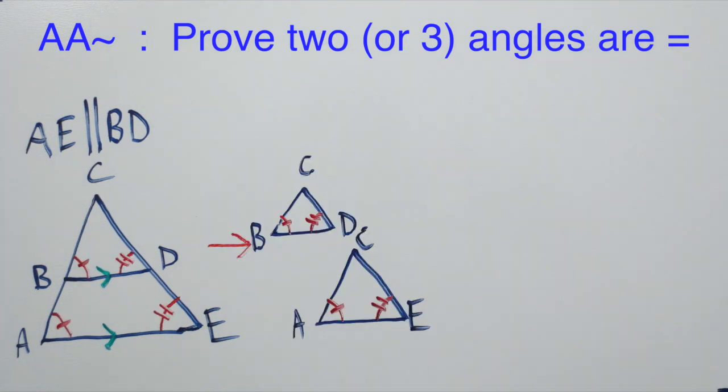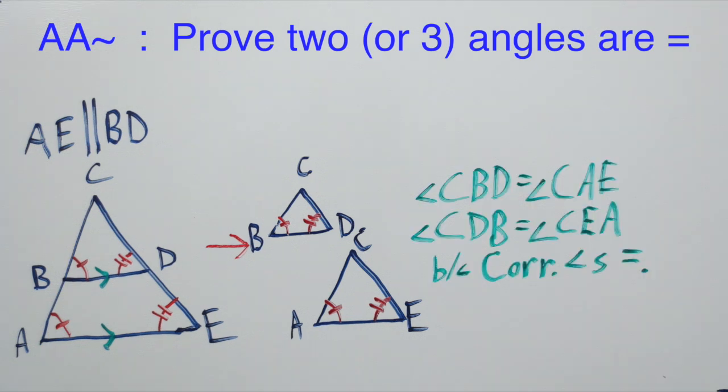So let's write down what we've got so far. We've got angle CBD on the left in the small triangle is equal to angle CAE also on the left on the big triangle. And then going the other direction, we've got angle CDB is equal to angle CEA, and the reason is they're corresponding angles. Now again, we've proven enough, we could stop right there and say we proved angle-angle similarity.